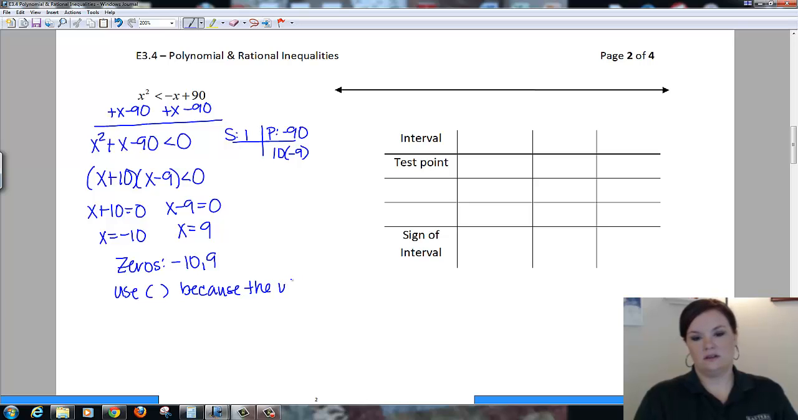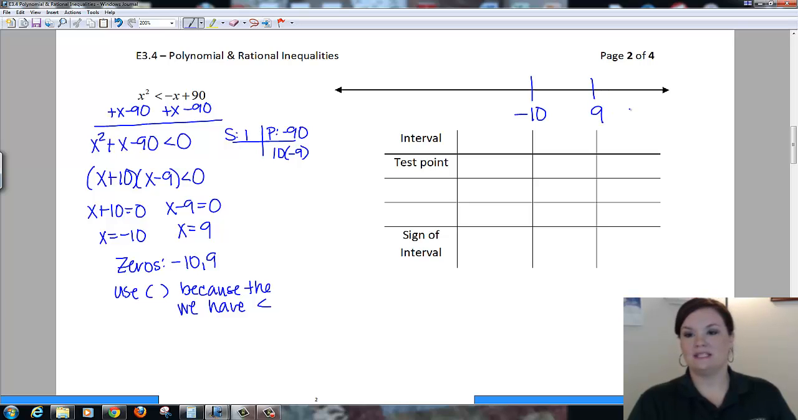Since we have a less than, with no equal to bar, that means we're using parentheses at each 0. Notice I went ahead and gave you the chart. Our first 0 is negative 10. Our next 0 is 9. So my first interval would be from negative infinity to negative 10 with a parenthesis, because we're not including it. Then from negative 10 to 9, and then from 9 to infinity.